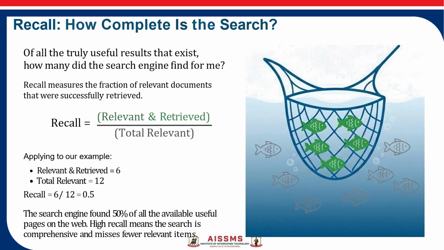Next we have recall. This asks, of all the truly useful results that exist anywhere, how many did the search engine actually find? We calculate this by dividing relevant and retrieved by total relevant. Here 6 out of 12 useful pages gives us a recall of 0.5 or 50%. High recall means the search is comprehensive and hasn't missed important information.